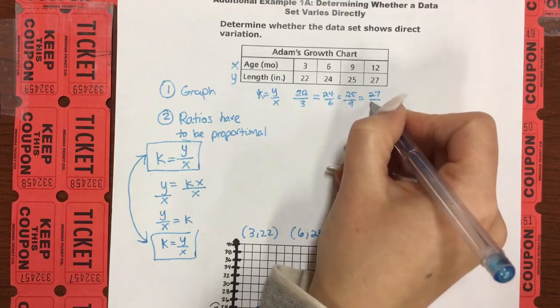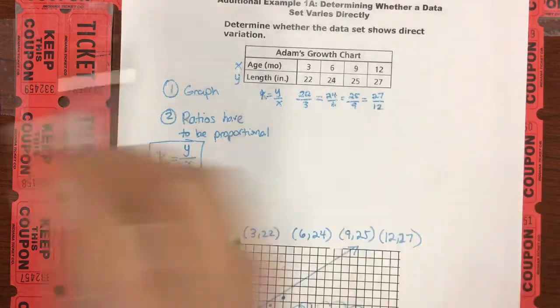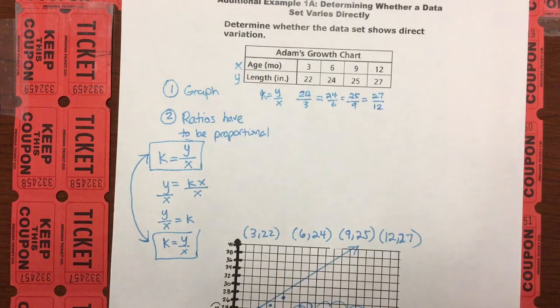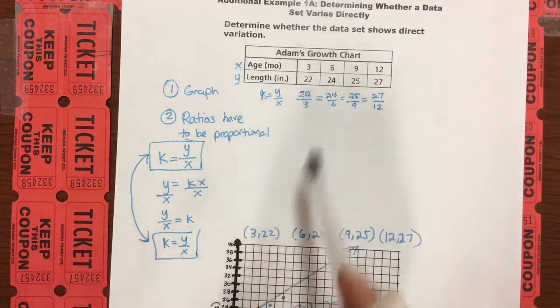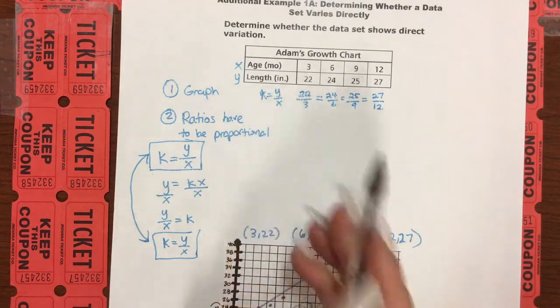7 over 12. Now let's look to see if that's true. I'm just going to look at this fraction right here and see if I can reduce that fraction. Is there a number that goes into 3 and 22? I'm going to say no, there's not. Okay, so that one is reduced.